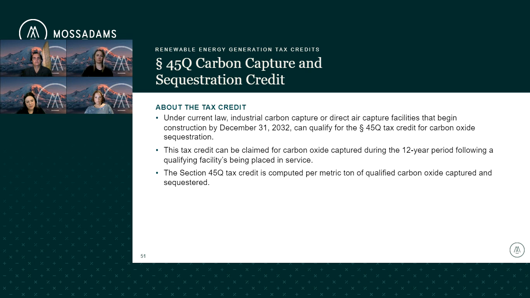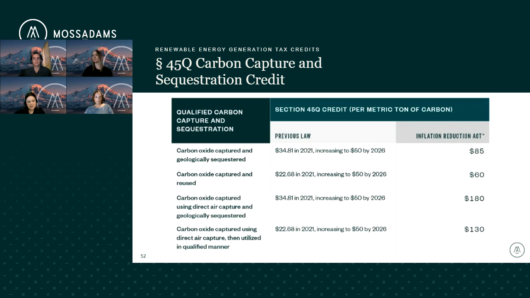And then the credit is computed per metric ton of qualified carbon dioxide captured and sequestered. So again, it's a very specific type of activity that we're talking about for this credit. But here is a bit of a snapshot of what the credit benefit could be. Here we just show the different rates that have changed from the previous law to where it's going now. So again, just an increased credit benefit that was expanded by the IRA.